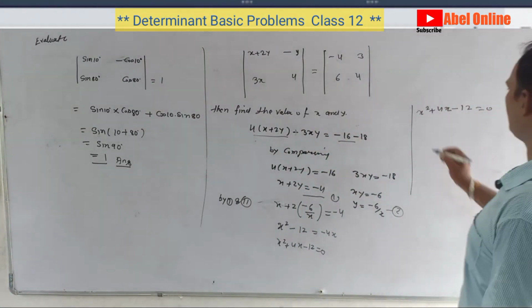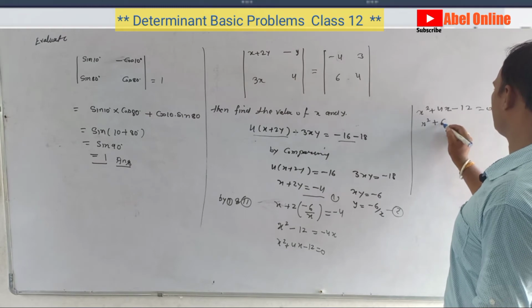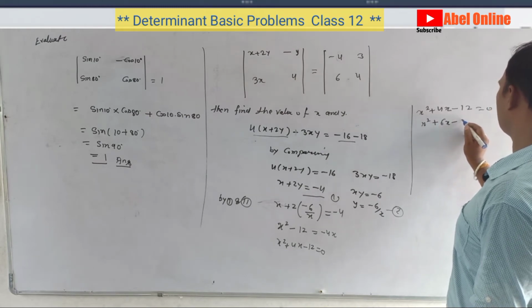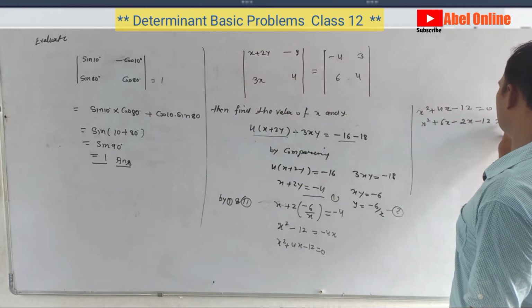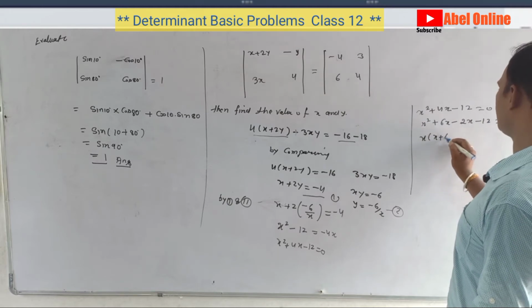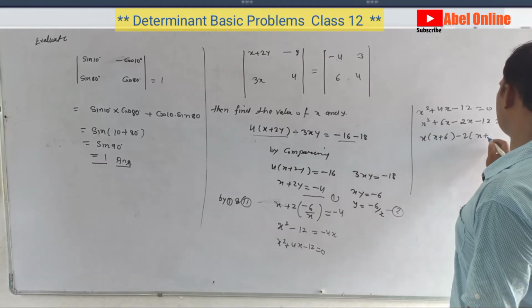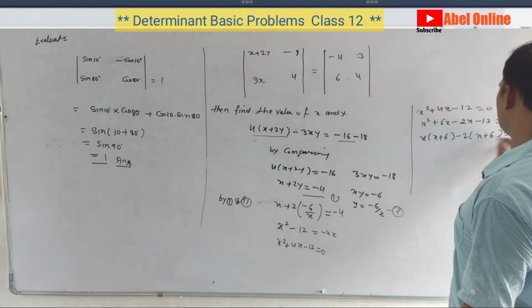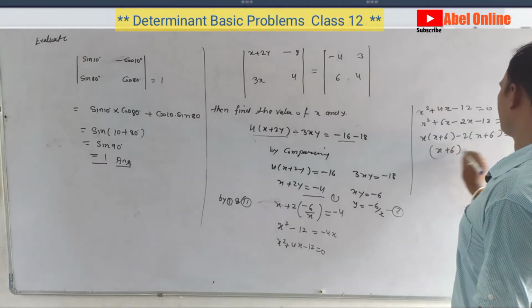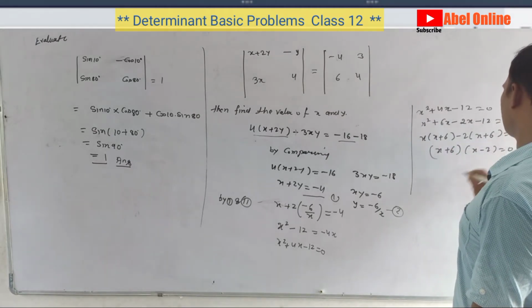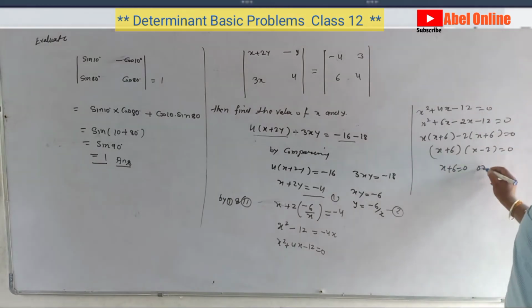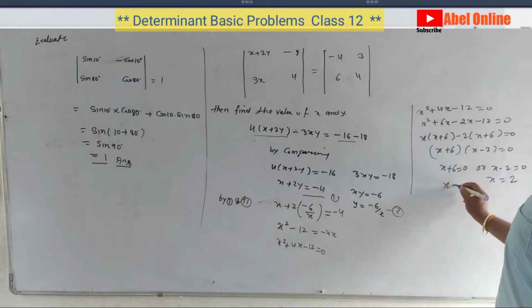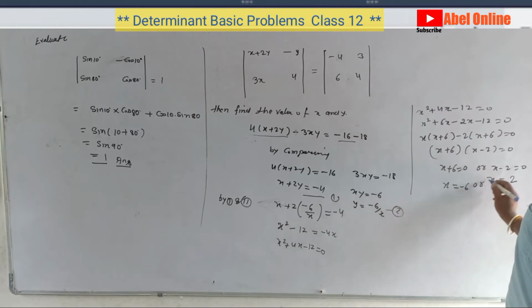6 into 2. So x square plus 6x minus 2x minus 12 equal 0. So x is common, and x plus 6 and x minus 2 is common, so x plus 6 and x minus 2 equal 0. So we can say that either x plus 6 equal 0 or x minus 2 equal 0. So there are two answers: x equal minus 6 or x equal 2.